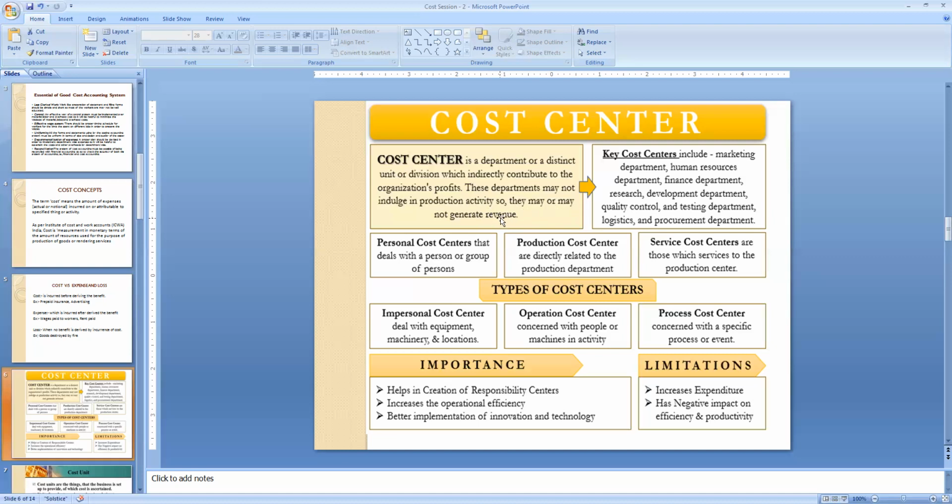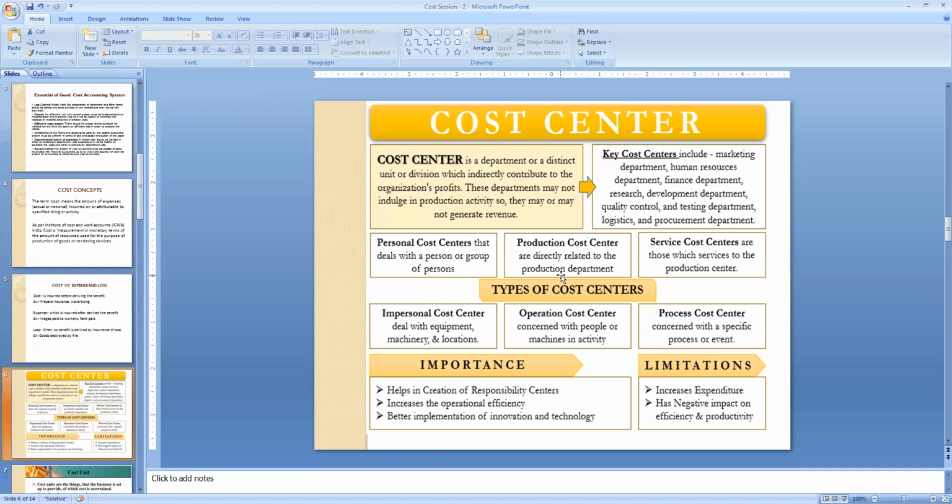See, in the case of cost center, we are going to come across different types of cost center. One is called the personal cost center. What does this personal cost center mean? It consists of a person or group of persons. Here we are going to allocate the cost based on a person or a group of persons. We are considering a particular unit, be it an individual person or a group of persons.